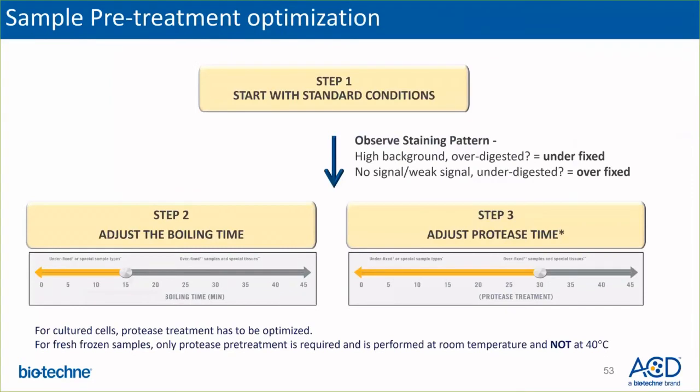This is important for you. Sample pretreatment is a very critical step for the success of RNAscope. When running the RNAscope assay on your samples, begin with recommended standard conditions for your sample type. Observe for signal intensity and background with control probes and sample morphology.